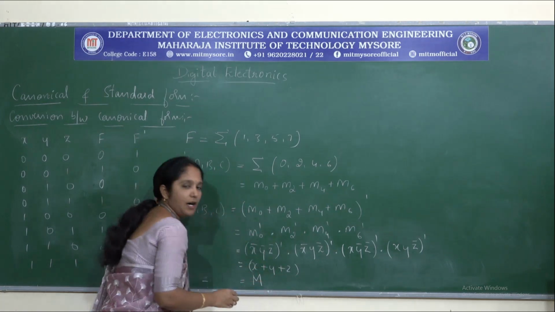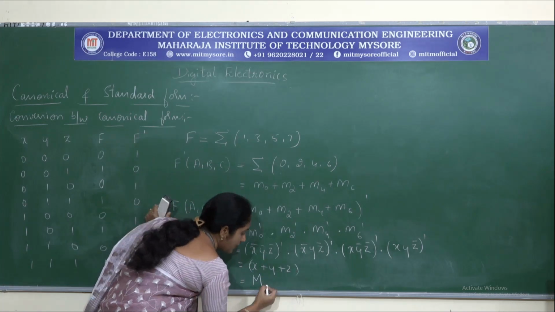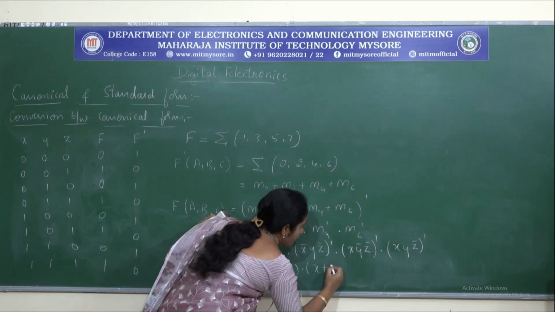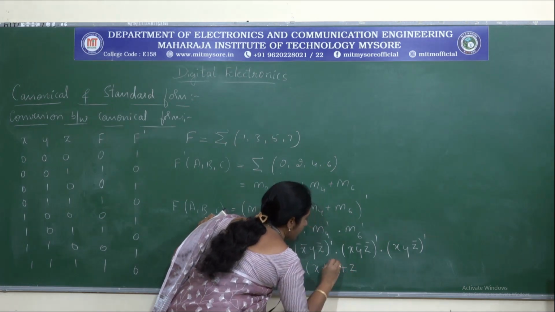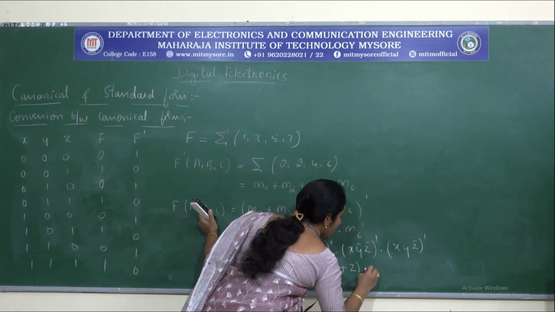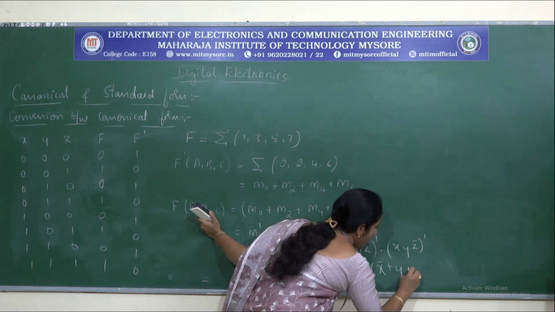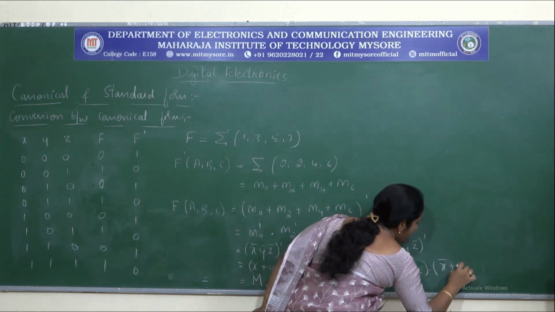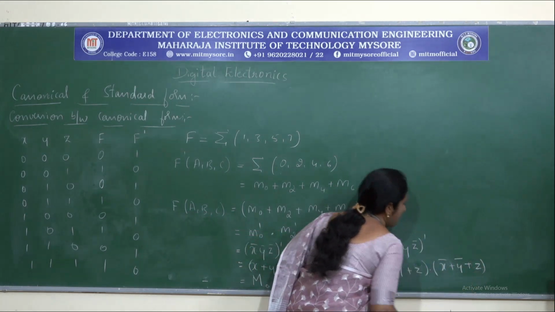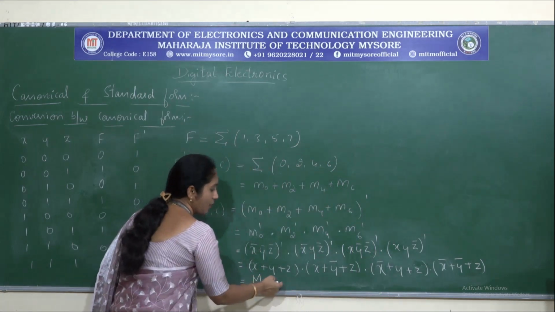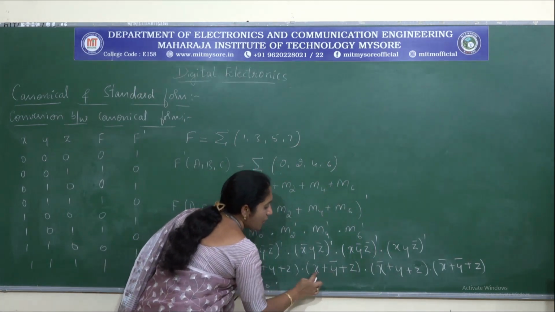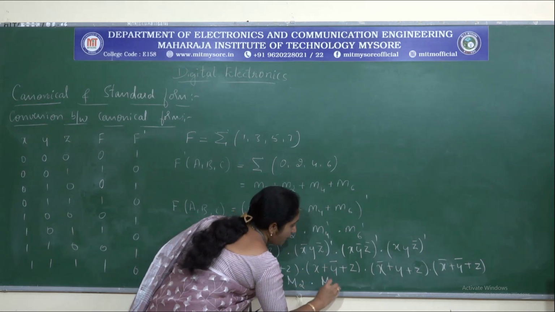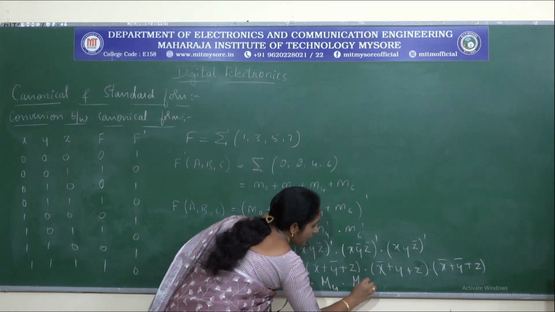Let me write using the Maxterm notation also. This is nothing but M0, dot, this is x plus y bar plus z. Next is x bar plus y plus z. Last one is x bar plus y bar plus z. So this is M0. Next is 0 1 0, which is nothing but M2. Next is M4 and the last term is M6.